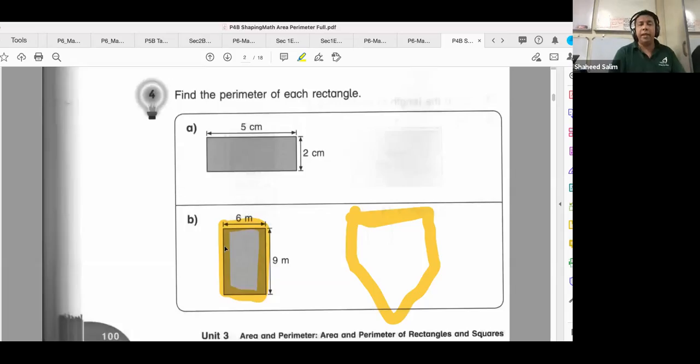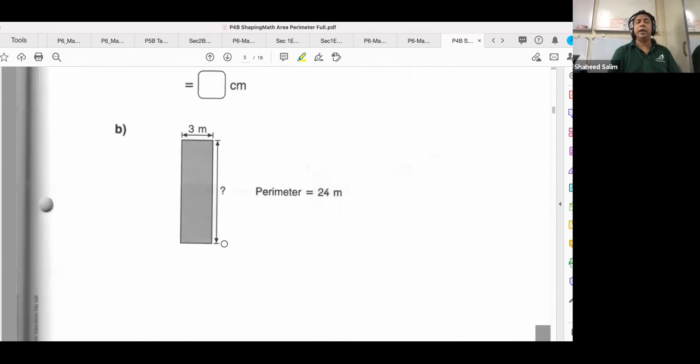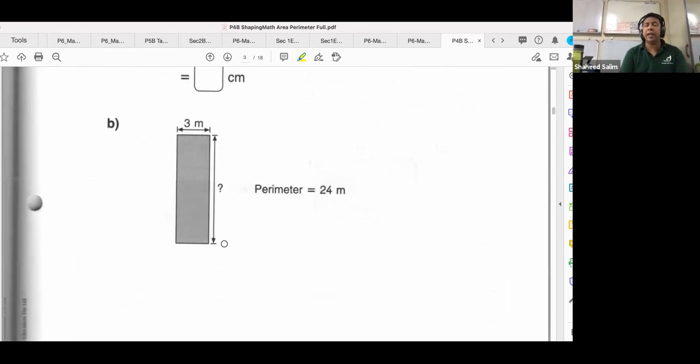Okay, we move on. I hope you can complete this chapter by today. So that... Okay, can you find the length, please? Find the length. Anyone, find the length. Okay, length.